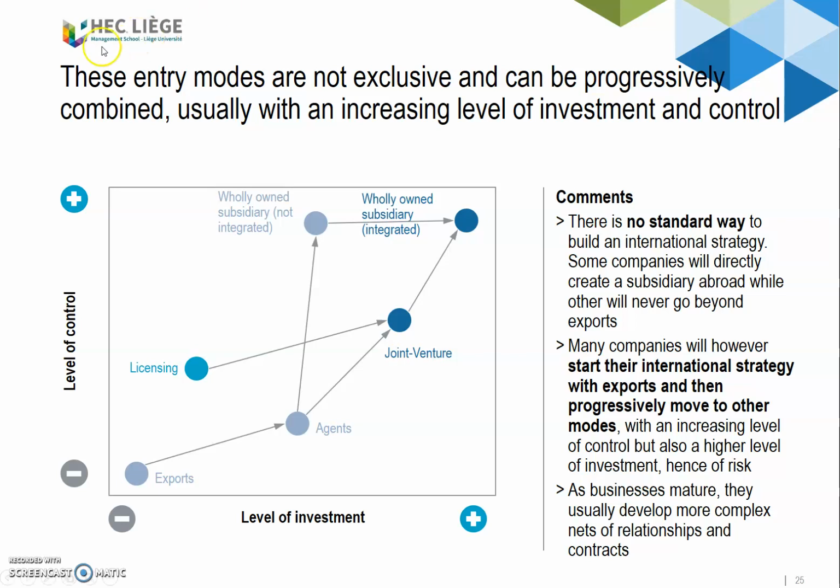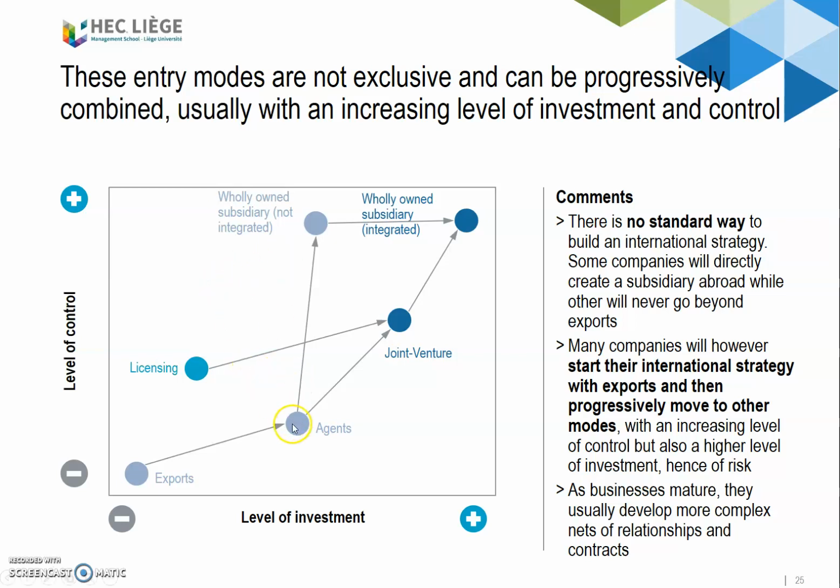So any combination is basically possible, but if you take a 2x2 matrix again, you take the level of investment here from minus to plus, and the level of control from minus to plus. A usual journey would be to start with export, so low investment, low control, but low risk. So you start there. Then, okay, you see it works. There is demand for your product in the country, so you move on. You will work with someone in the country. So it requires a bit more money to invest, but you have a bit more resources. You can be faster on the market and so on.